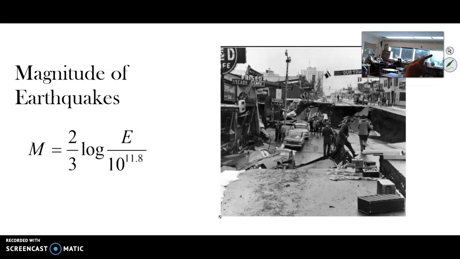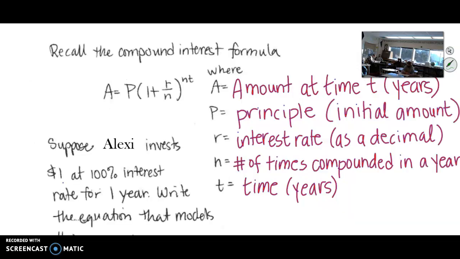So we're going to be doing lots of application. One application of logarithms is the magnitude of earthquakes, which is very relevant to us in Alaska. So this is another application of exponential functions, the compound interest formula.